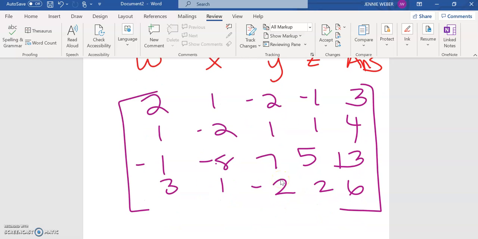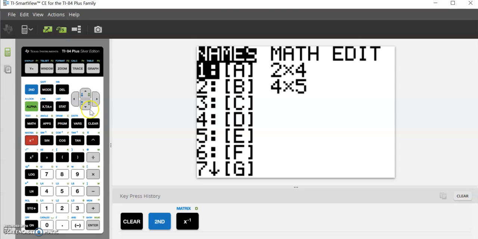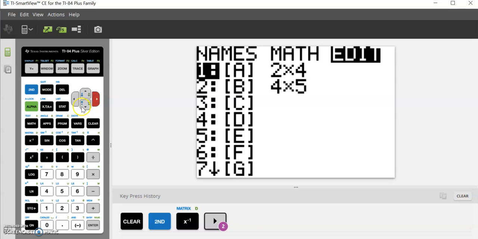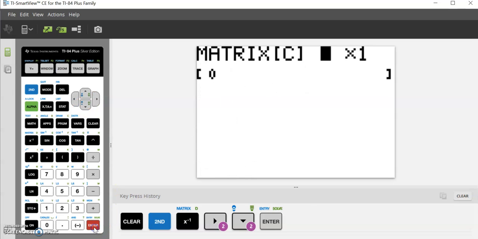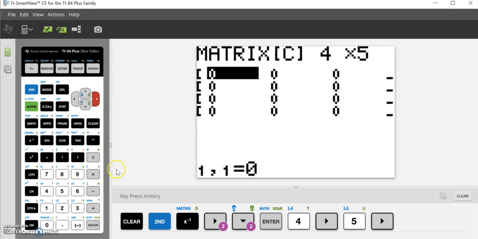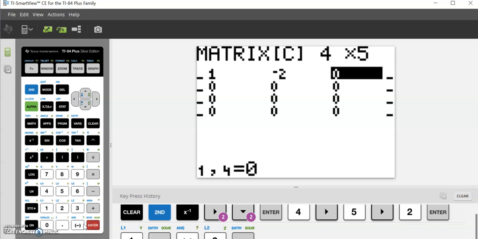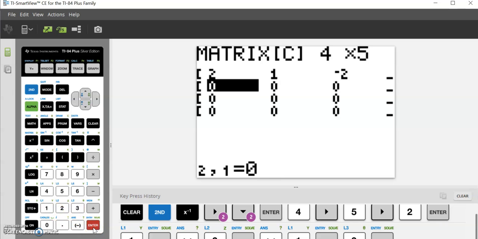And then I'm going to put this into my calculator, because again, at this point, I don't know that anything's going to be different. I'm going to go second, the negative inverse here. So then I'm going to go over here and I'm going to go edit. And I'm going to go down to C. And I'm going to put in a 4 by 5, which is what this is. And I have 2, 1, -2. And I wrote this down, so don't think I've got this memorized because I do not.